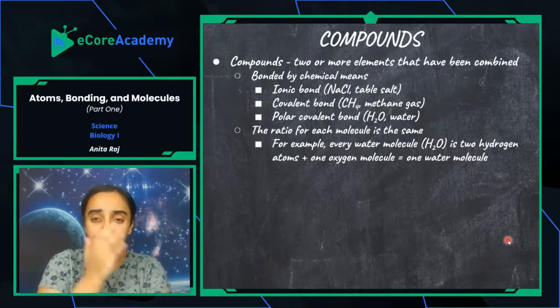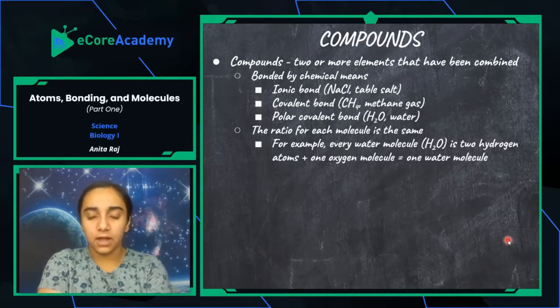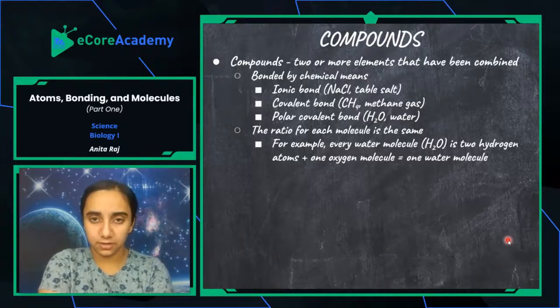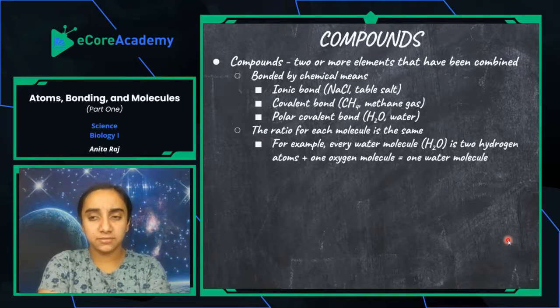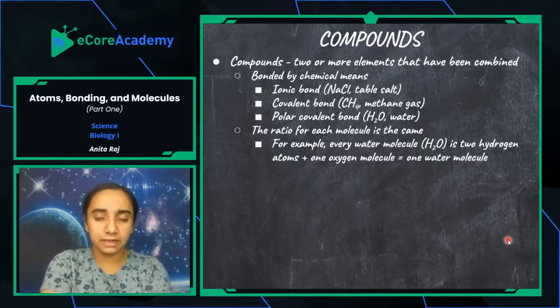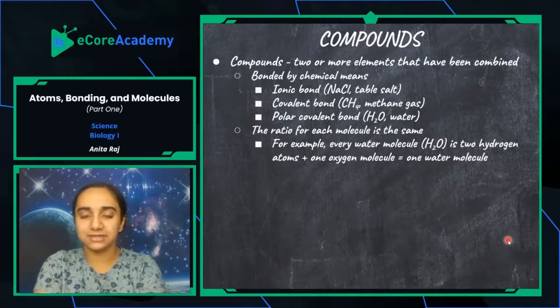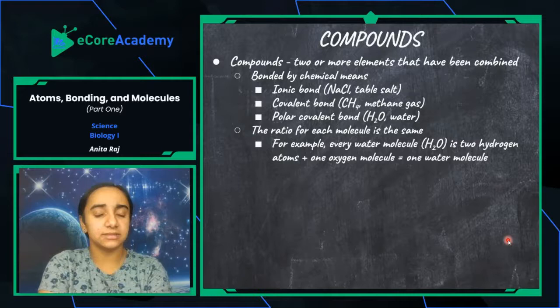So now let's talk about compounds. Compounds are 2 or more elements that have been bonded together. So think of any 2 elements on the periodic table. For example, hydrogen might come up, or oxygen, or nitrogen, or xenon, or honestly any element. Compounds occur when you bond 2 or more of those elements together, and these are going to be bonded by chemical means.